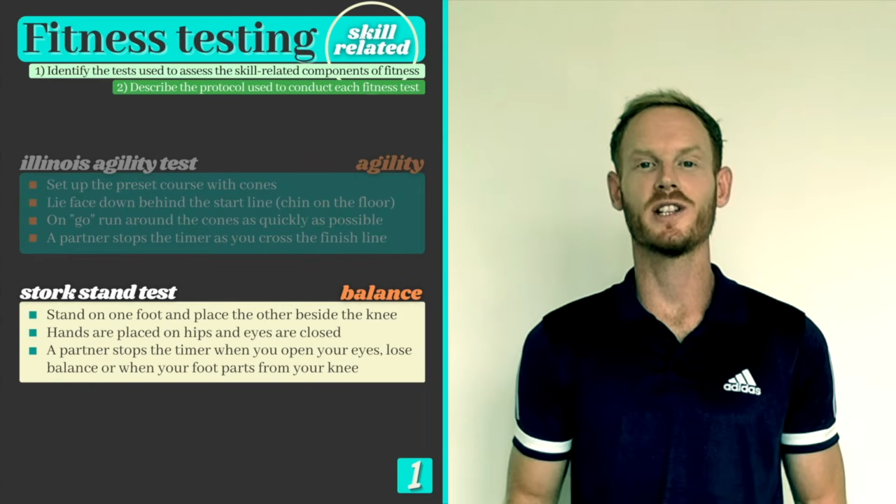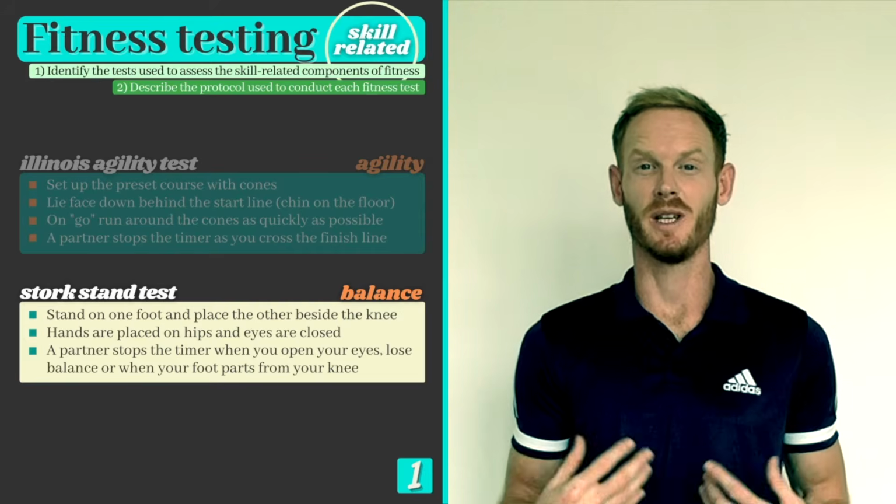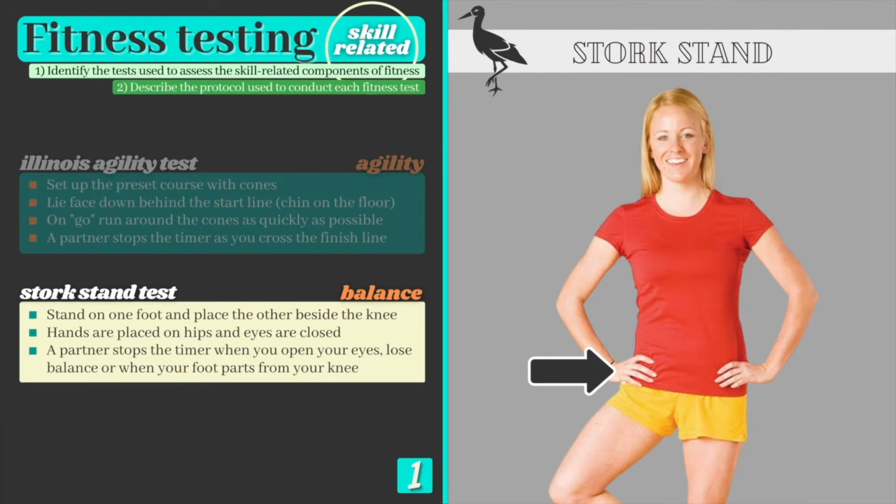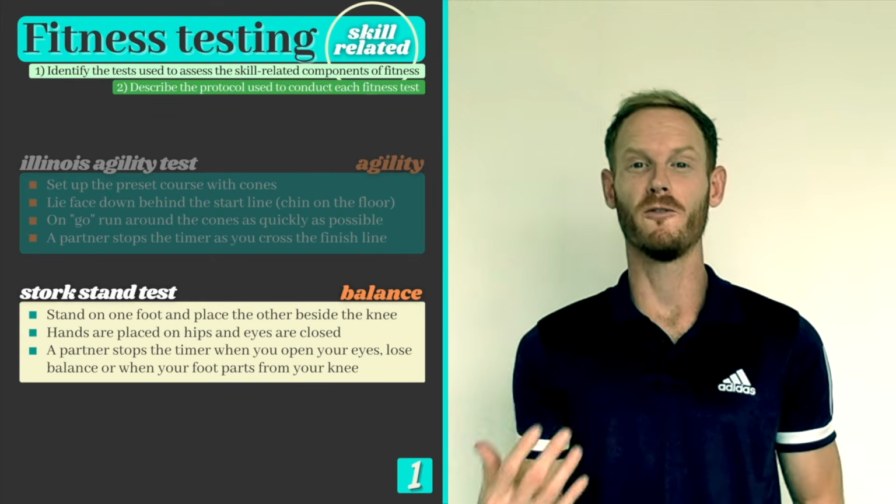Next, we have a simple test called the Stork stand that can be used to measure balance. To conduct this test, you'll need to stand on one foot and place the other foot against the inside of the opposite knee. Hands are placed on hips and a partner starts the timer as soon as both eyes are closed. The timer stops when you lose balance, open your eyes, or your foot parts from your knee. Also, bear in mind that there are several different Stork stand protocols, so not to worry if you come across a different variation.